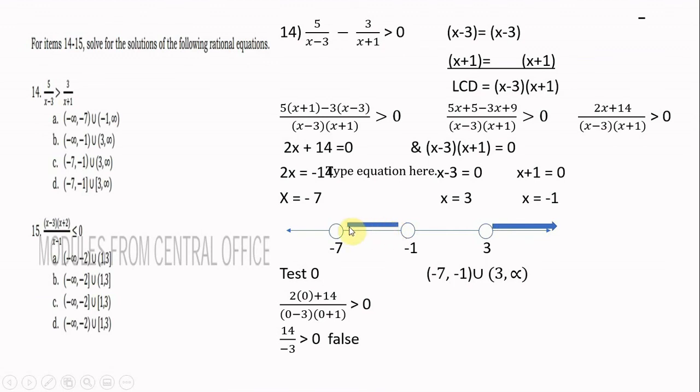And how will you express our answer in interval form? Since negative 7 is not included in the value of x, this is a parenthesis here. And negative 1 is also not included, so this is a parenthesis. So our interval here is negative 7 and negative 1, parentheses. We will be using union because they are separate. Now, how to express our answer in interval for the other part? Positive 3 is not included. So, parenthesis and positive infinity. And this is a parenthesis. So, this is our answer.